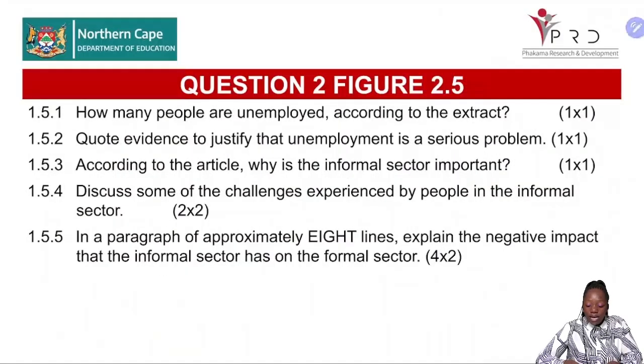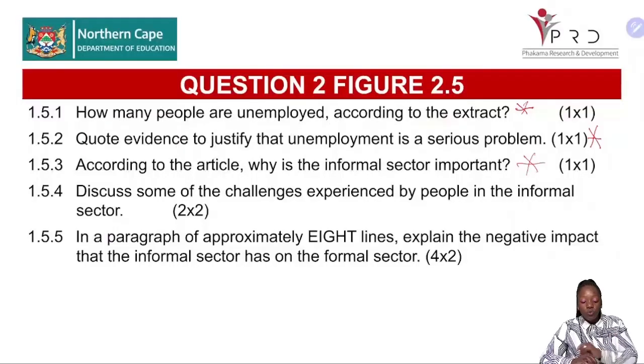Right? Looking at our questions, we have 5 questions. The first one, how many people are unemployed according to the extract? Then again, you put a star because you need to go back to the extract so that you can be able to give the correct answer according to the extract. Then secondly, you quote evidence to justify that unemployment is a serious problem. So again, you need to quote, you put another star because you need to go back to the extract so that you can get the correct quote. Then your 1.5.3, according to the article, why the informal sector is important. So the first 3 questions, you're supposed to go back to the infographic.